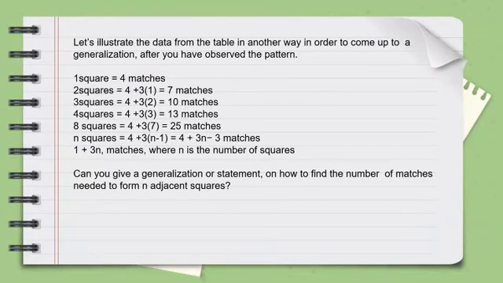If you try to analyze, we're making squares there. So 4 plus 3 times 1, 4 plus 3 times 2, okay? And then you were able to find a mathematical expression. So from here, if I have n squares, the number of matchsticks needed is 1 plus 3n. Okay, n is the number of squares.